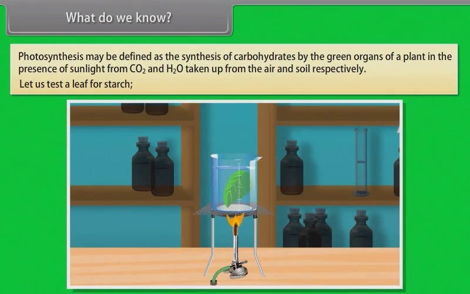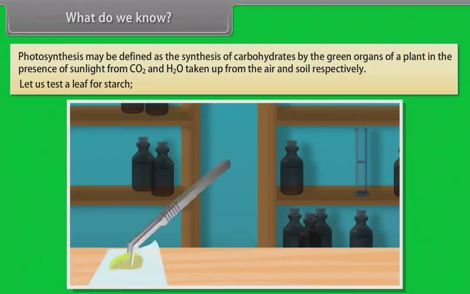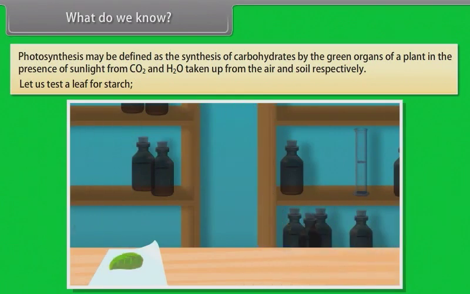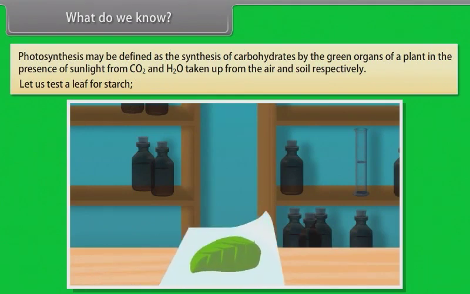Boil for 2 minutes. After that, place the boiled leaf in a boiling tube containing 90% ethanol. Now place the boiling test tube in hot water until the leaf decolorizes. Now remove the leaf and wash it with cold tap water. Now spread the leaf on a white surface. Add a few drops of iodine solution on the leaf and the leaf turns dark blue in color, which indicates the presence of starch and also proves that photosynthesis occurs.